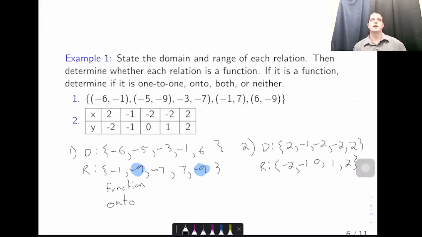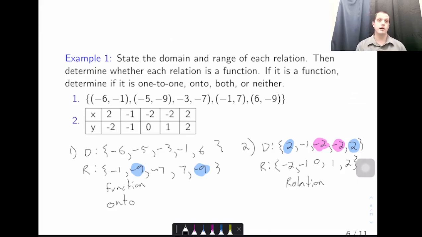So now we need to determine, is this a function? Trick to doing that is we need to look at our x's. Do we have any two x's that are exactly the same? In this case, yes, we do. We have these two -2's that are exactly the same. We could stop there, but we also have this 2 and this 2, which are exactly the same. So in this case, this is not a function, and we have two different reasons why. So this is just a relation.